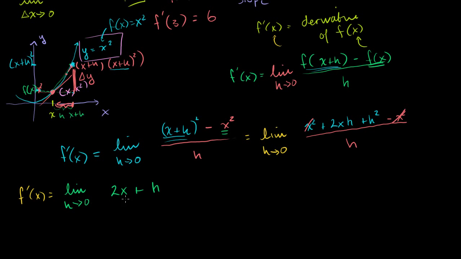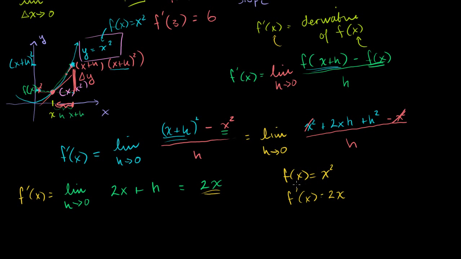So if you take the limit as h approaches 0 here, that's just going to disappear. So this is just going to be equal to 2x. So we just figured out, and this is a big, exciting result, that if f of x is equal to x squared, f prime of x is equal to 2x. That's what we just figured out.